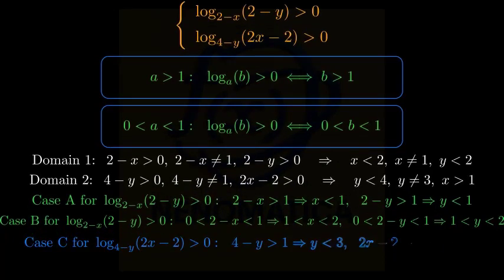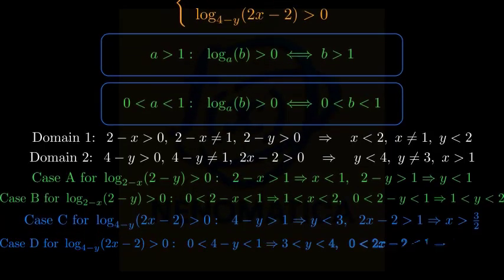Case C, the base 4 minus y is greater than 1. Then 2x minus 2 is greater than 1. Case D, the base 4 minus y is between 0 and 1. Then 2x minus 2 is between 0 and 1. The system means both inequalities must be true at the same time. We will draw a coordinate plane and shade the possible regions.